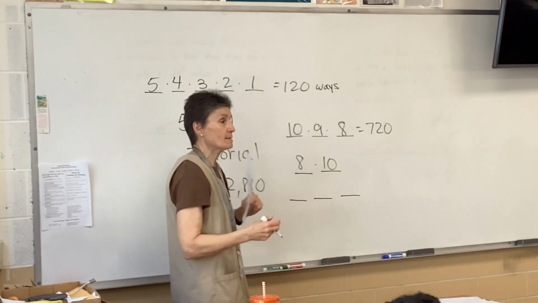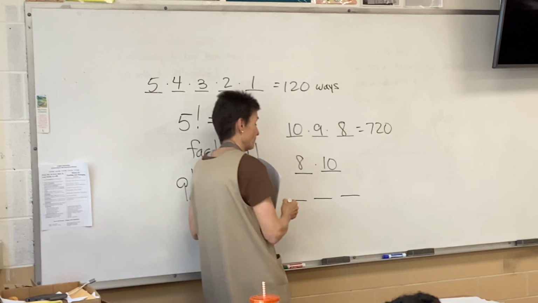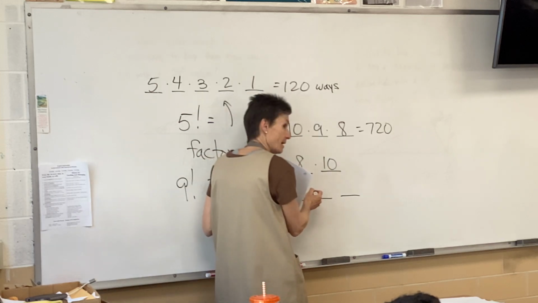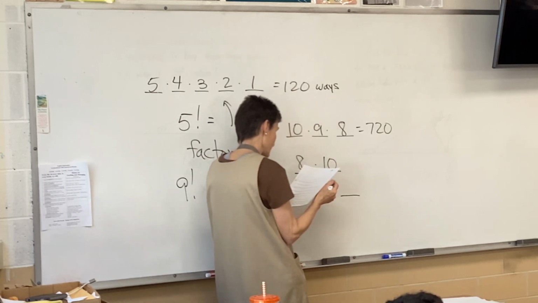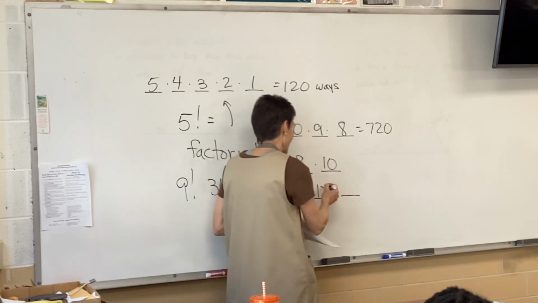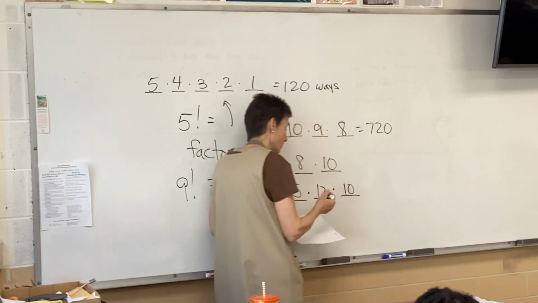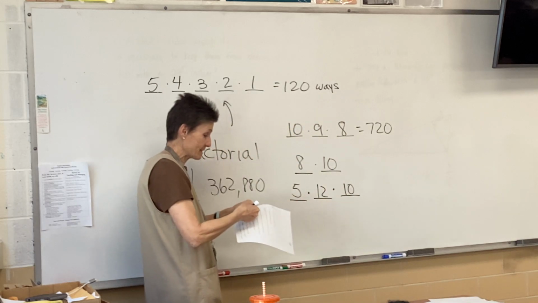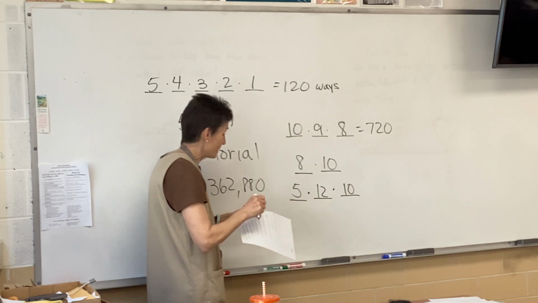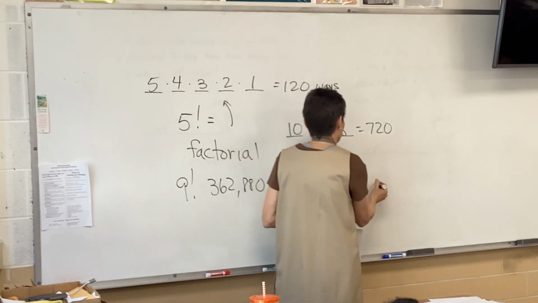How many choices of sport coats does he have? 5. And how many choices of shirts? 12. And how many pants? 10. There you go. So how many outfits does he have? 600. Yep.